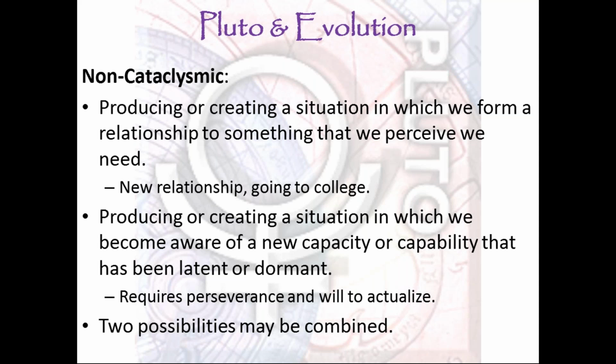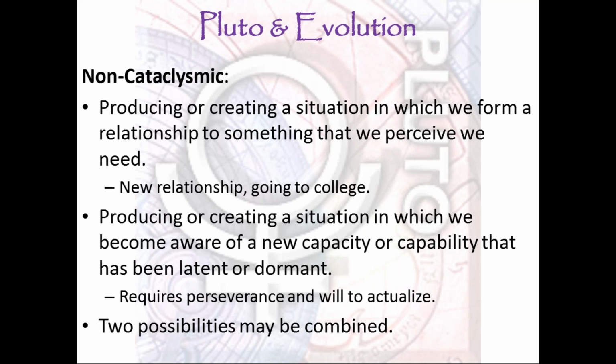So, in general, with Pluto as representative of the soul and evolution, the soul always in a constant state of becoming and evolving, we have 2 different ways in which evolution takes place: non-cataclysmic and cataclysmic. And the two can blend together in any combination.